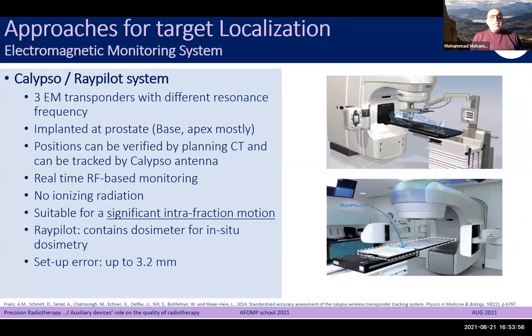Other things that we usually use as extras are Calypso and RayPilot systems. Three electromagnetic transponders can be implanted in the patient, and the positioning with different radio frequency waves can be monitored during the treatment. This is a very good technique and device to control the interfraction motion, and the setup error can be reduced up to 3.2 millimeter, and the good achievement is comparable with solid tumors.